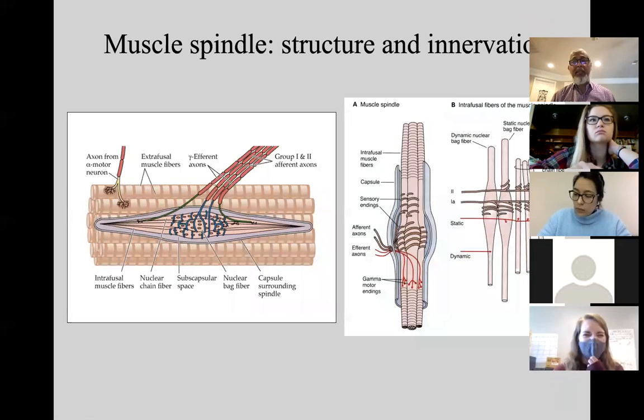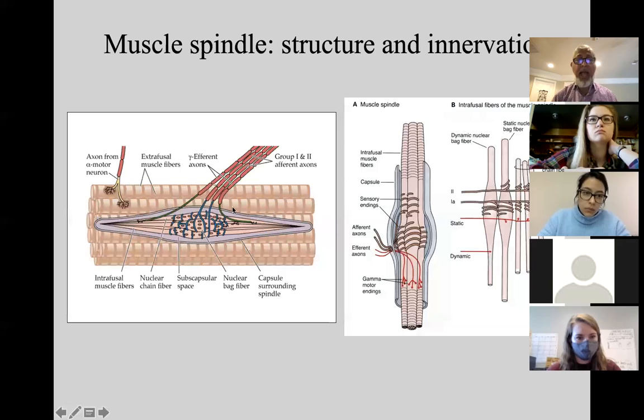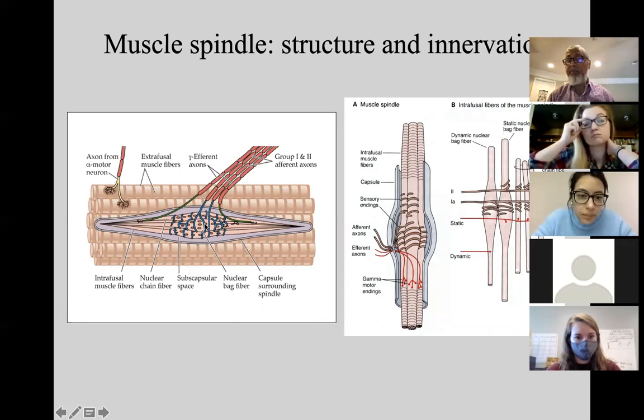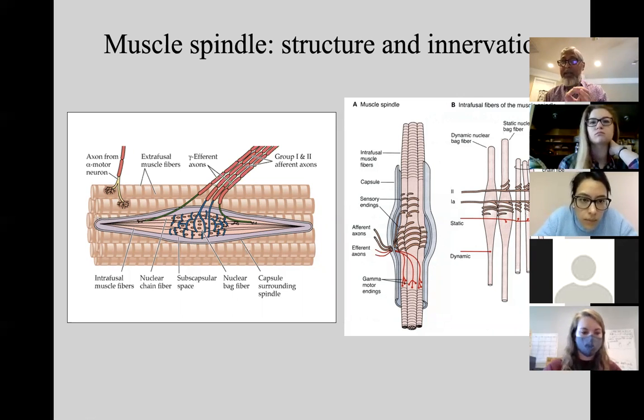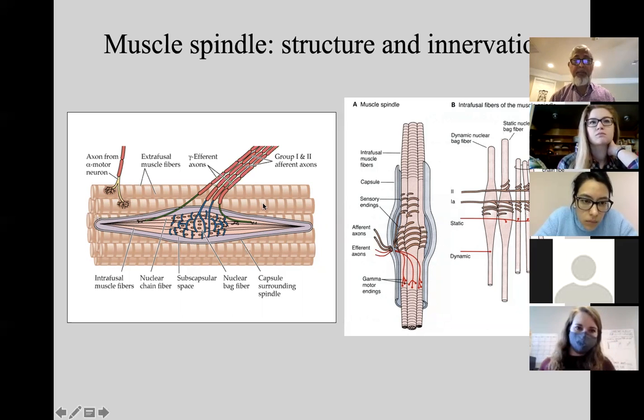Now, I mentioned the muscle spindle at the beginning, right? The muscle spindle is the receptor located within the muscle. If you think that this is the whole muscle, and this part is the receptor portion of the muscle. Every skeletal muscle has receptors inside it. Because of their specific shape, we call them muscle spindles.